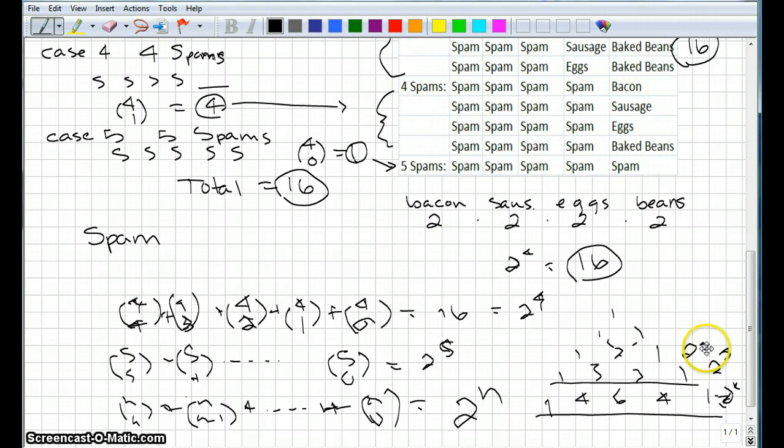Very cool. I don't know what's going on with my pen, this looks like a mess, but I got the answer for you three different ways, and they all came up to 16. It's really interesting to look at all the combinatorial identities that are in Pascal's triangle. So, find some more patterns in Pascal's triangle.